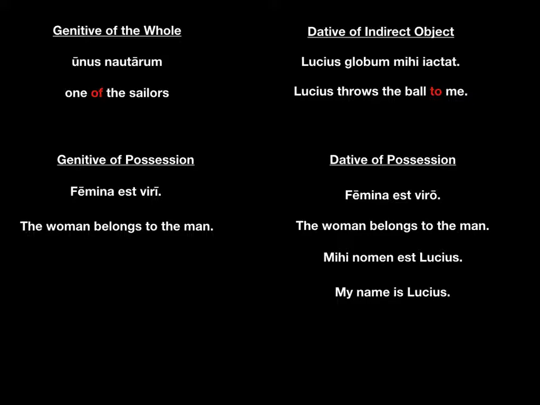You could just try either "to" or "for" in front of the word "me" and see what the sentence sounds like. In this case, we'd say "Lucius throws the ball to me." That happens to be an indirect object, but it doesn't really matter. As long as you can make it sound good in English, then that's generally what we're looking for.